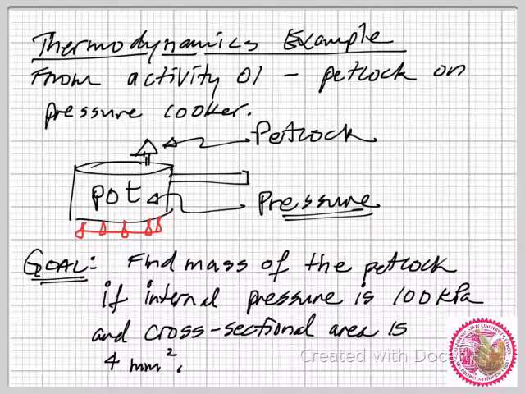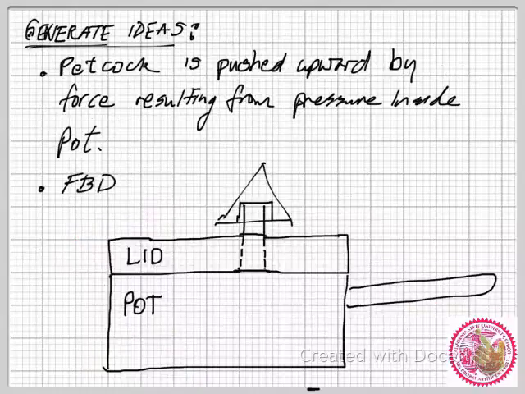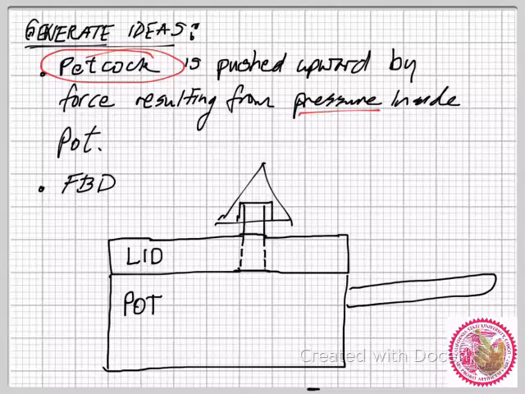And the goal in this problem is to find the mass of the petcock if the internal pressure is 100 kPa and given a cross-sectional area of 4 millimeters squared. If we focus in on the goal, which is to find the mass of the petcock, look at the pressures inside the pot, and if we're looking at mass and pressures, that sounds like forces, which leads me to a free body diagram.